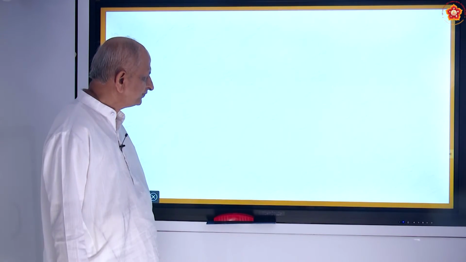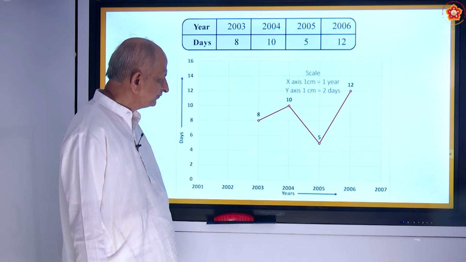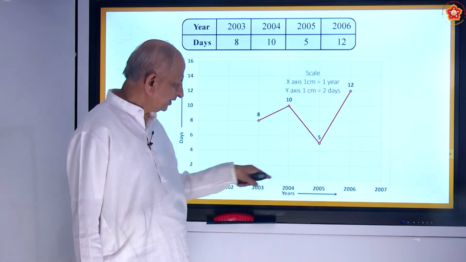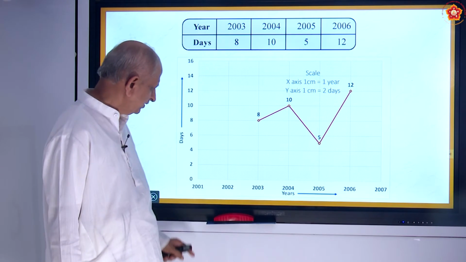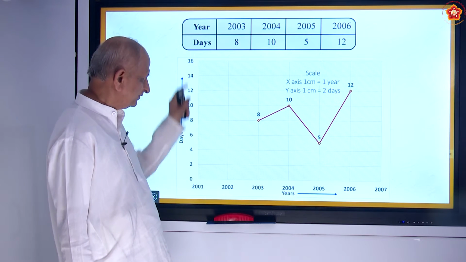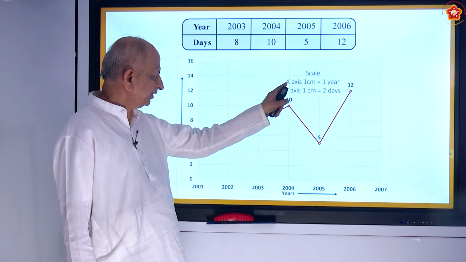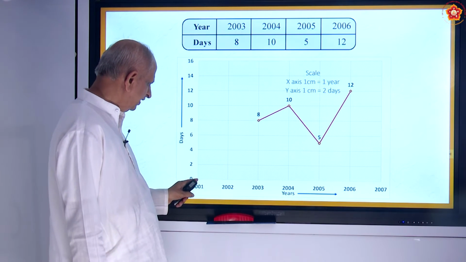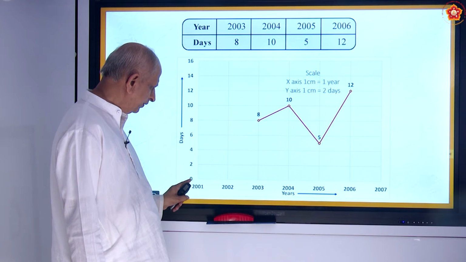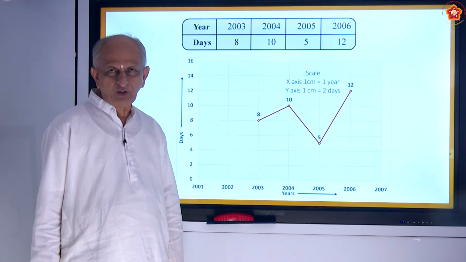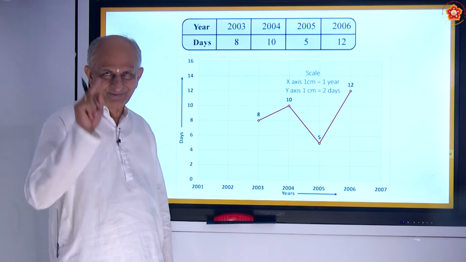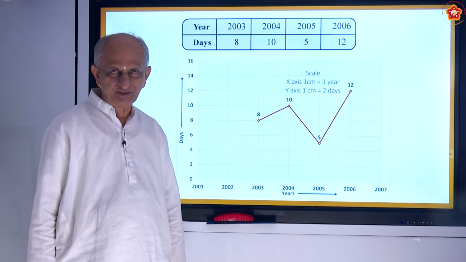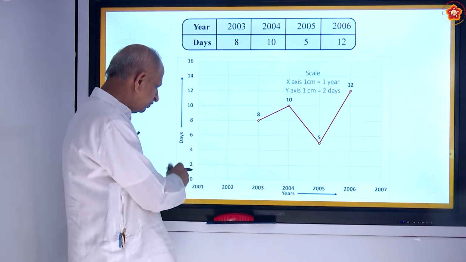Coming to the graph, how to draw the graph? So first thing is, draw the x-axis. The horizontal axis is called x-axis. The vertical is called y-axis. In x-axis, you take the scale 1 centimeter to 1 year. So you start from 2001 here, 0. What is this O called? Origin. Where the 2 axes meet, that point is called origin, and its coordinates are 0, 0.